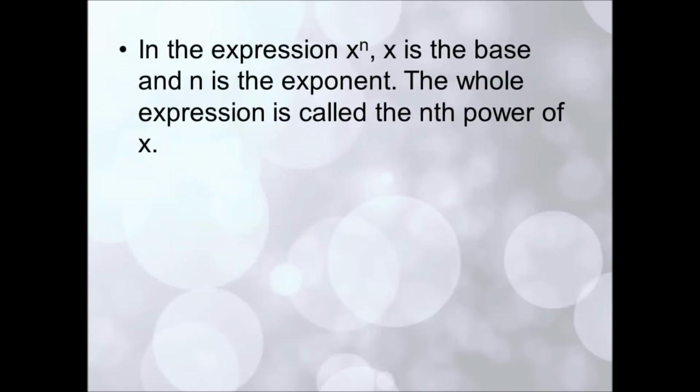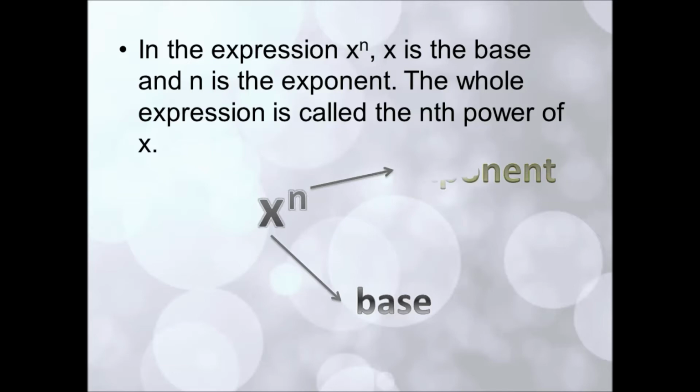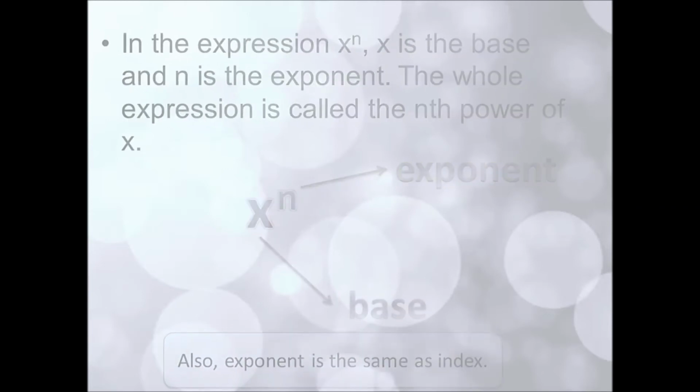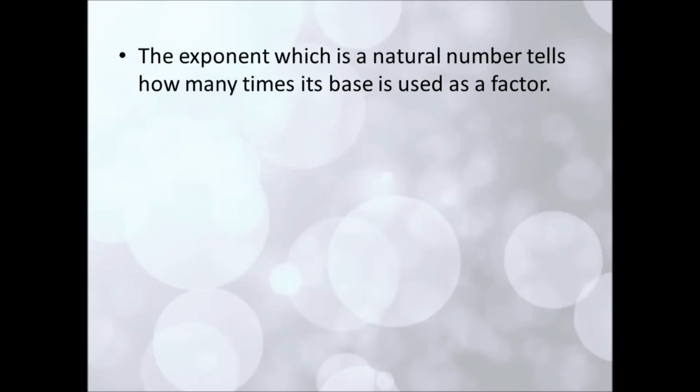In the expression x to the power of n, x is the base and n is the exponent. The whole expression is called the nth power of x. So x to the power of n, x is the base while n is the exponent. Also, exponent is the same as index. The exponent, which is a natural number, tells how many times its base is used as a factor.